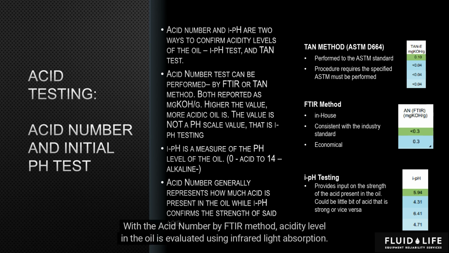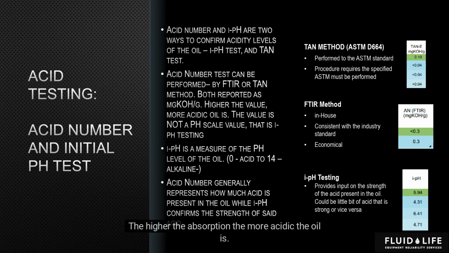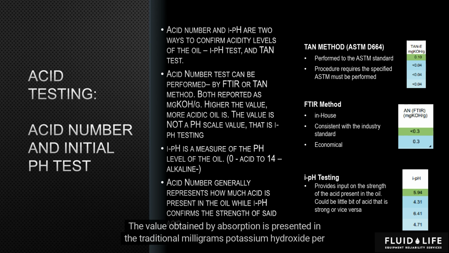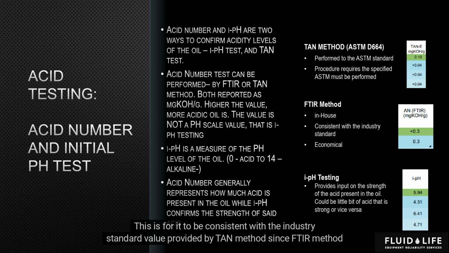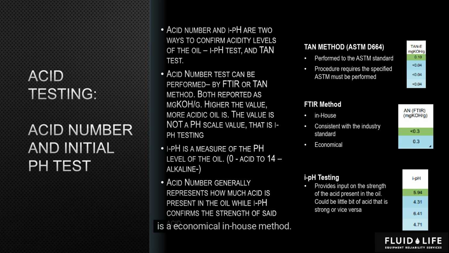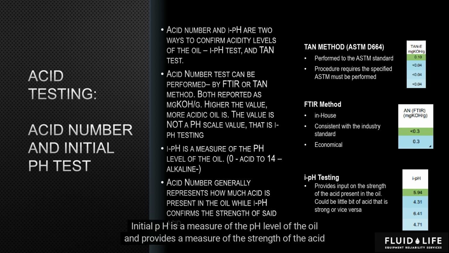With the acid number by FTIR method, acidity level in the oil is evaluated using infrared light absorption. The higher the absorption, the more acidic the oil is. The value obtained by absorption is presented in the traditional milligrams potassium hydroxide per gram unit of measure. This is for it to be consistent with the industry standard value provided by the TAN method, since the FTIR method is an economical in-house method.